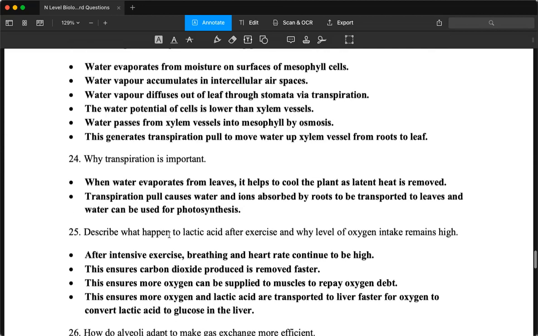Now, why is transpiration important? When water evaporates from the leaf, it helps to cool the plant by removing latent heat. Transpiration pull also causes the water and ions absorbed by roots to be transported to the leaf so that the water can be used during photosynthesis.